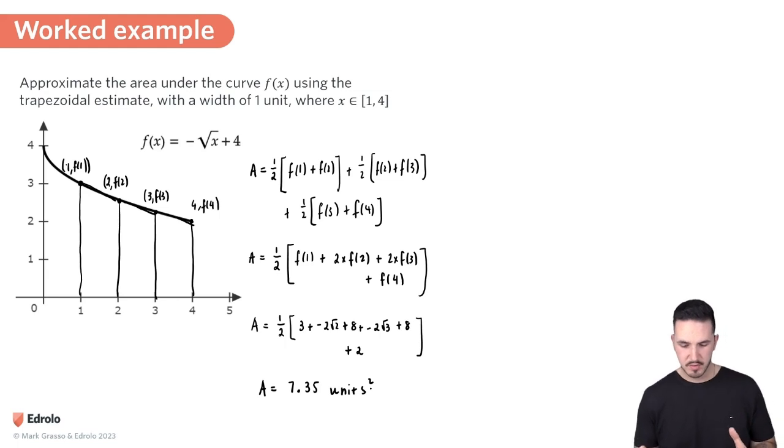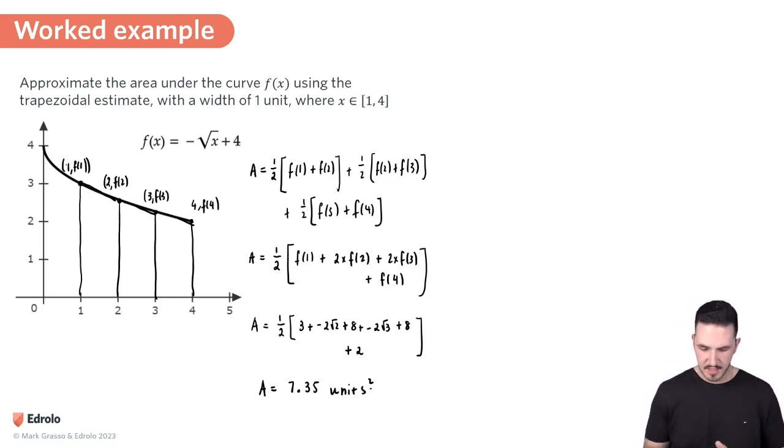So that will be your final solution. So for 1 to 4, you want to find each of your endpoints. So 1, f of 1, 2, f of 2, 3, f of 3, and 4, f of 4. Substitute in to find the corresponding y values, and then evaluate your final solution. So in this case, as an approximate solution, we'd have 7.35 units squared.